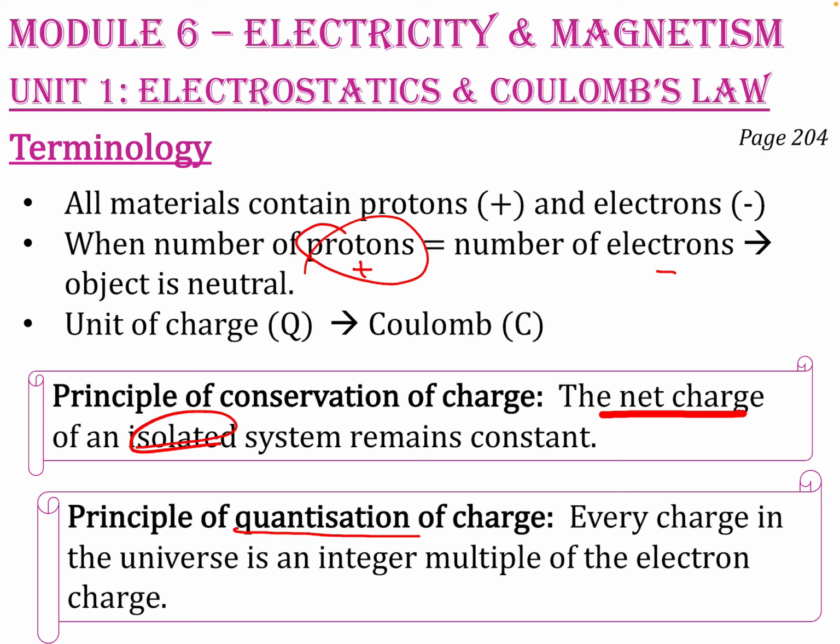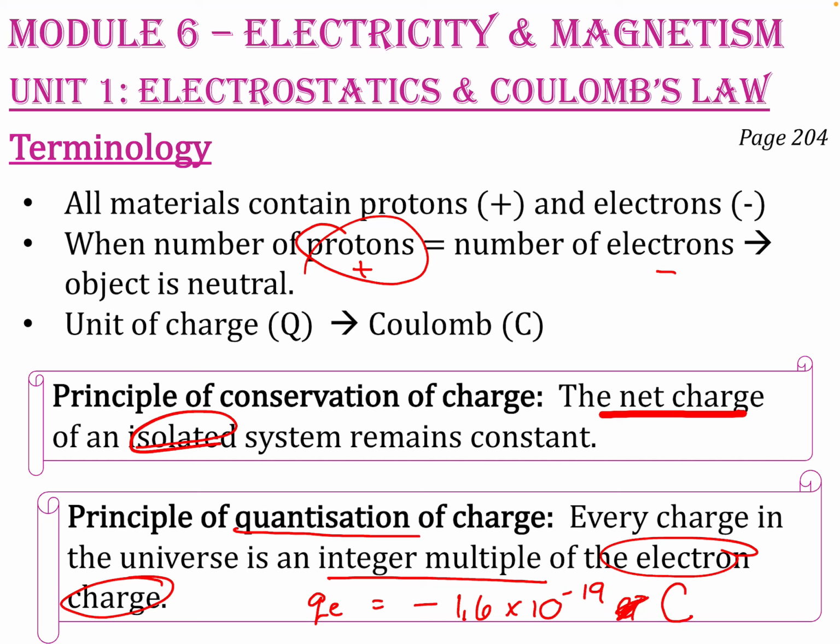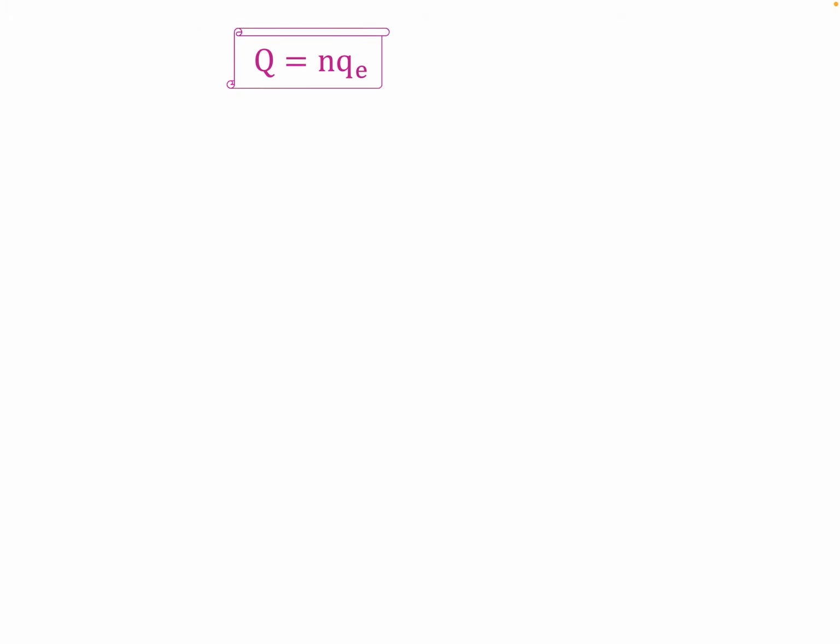Then there's quantization of charge. Every single charge in the universe, and this has been proven, is an integer multiple of the electron charge. The charge on an electron is minus 1,6 times 10 to the minus 19 coulombs. It's very, very small. But anything that is charged, if you take the charge that it has and divide by this number, you must get a whole number, even if that whole number is ridiculously big. The smallest number you can get is 1.